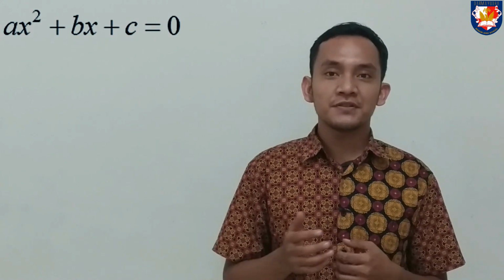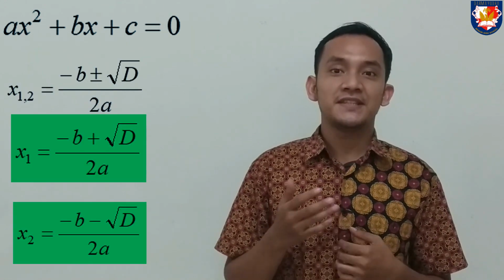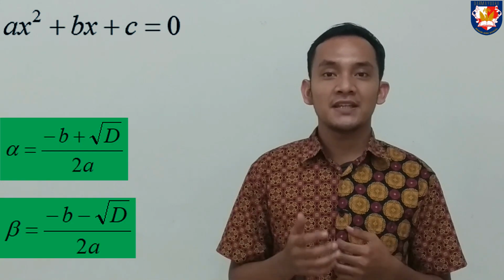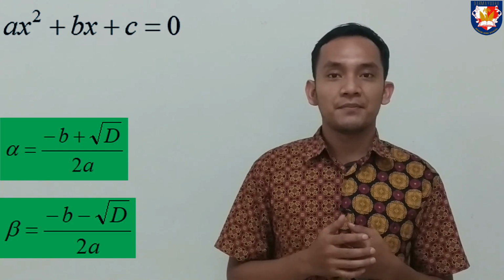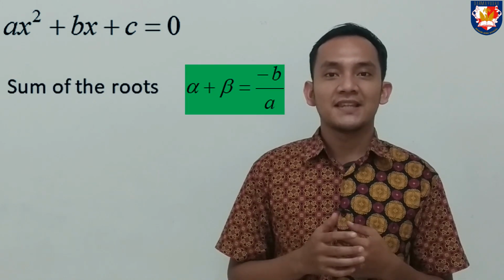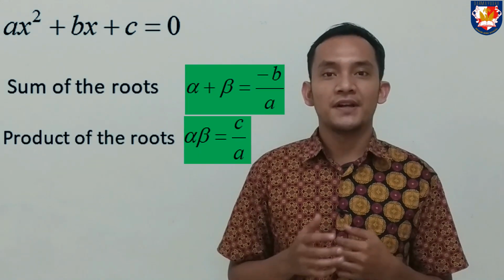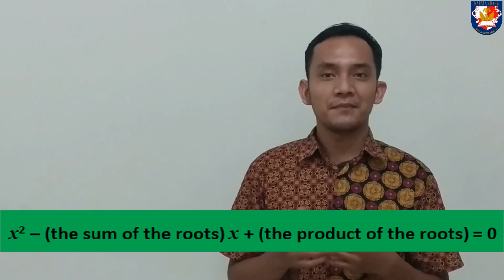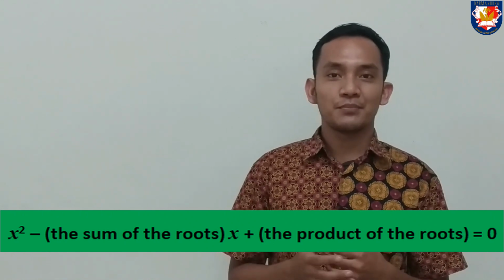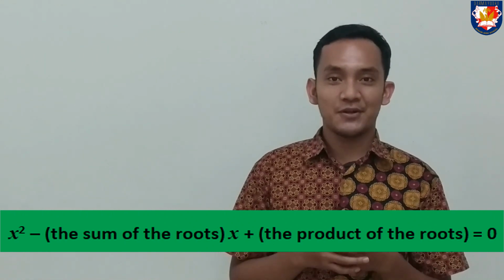In the last lesson, we have ax squared plus bx plus c equals 0. Their roots are x1 and x2. If we change x1 to alpha and x2 to beta, if we add them together, alpha plus beta will be minus b over a, and alpha times beta will be c over a. To form the quadratic equation, we will have x squared minus the sum of the roots x plus the product of the roots equals 0.